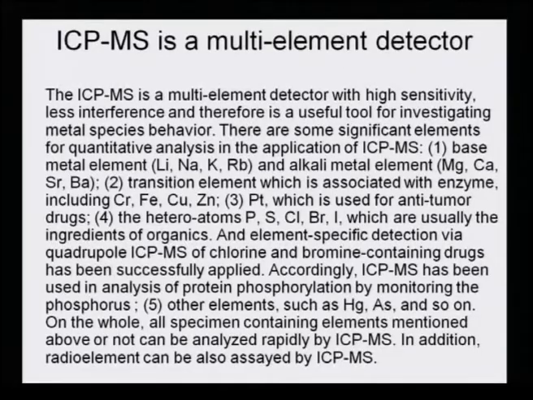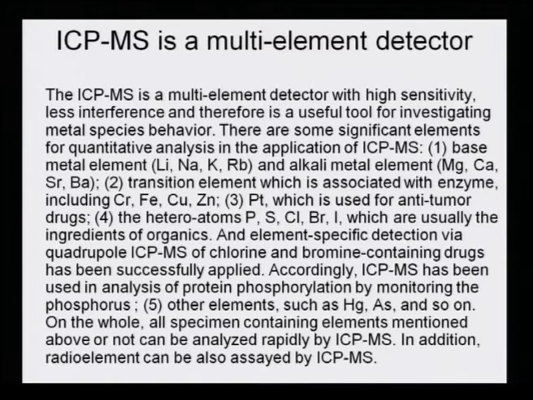ICP-MS is a multi-element detector. Time and again, I have been saying that many metals can be simultaneously analyzed, unlike atomic absorption, where it goes one by one only. The ICP-MS is a multi-element detector with high sensitivity, less interferences, and therefore is a useful tool for investigating metal species behavior.